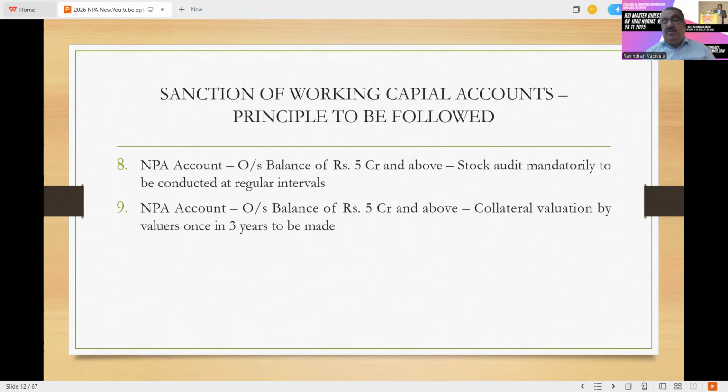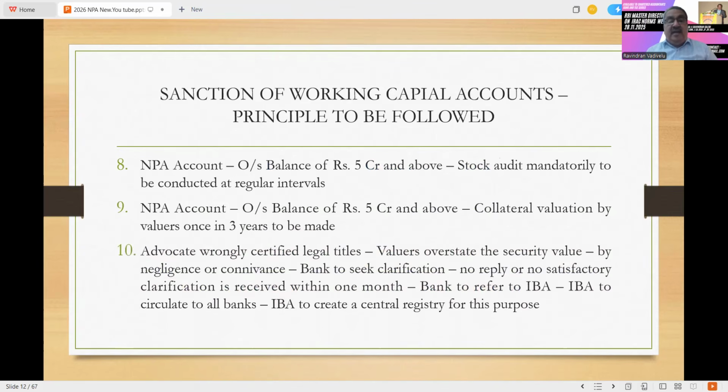a valuation has to be conducted by the valuers once in 3 years. It is not the primary security. It's a collateral security. You have to do the valuation once in 3 years. In case of housing loan, the house is the primary security. According to me, there is no need for the bankers to do the valuation if it is an NPA account. But here they mentioned it as collateral security. And in case that primary security is being taken as collateral, then you have to do the valuation once in 3 years.